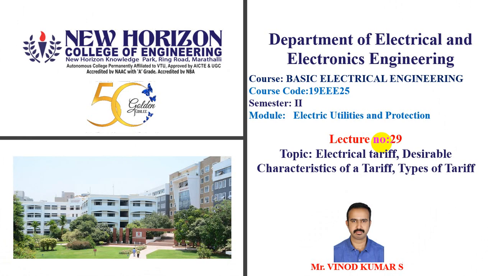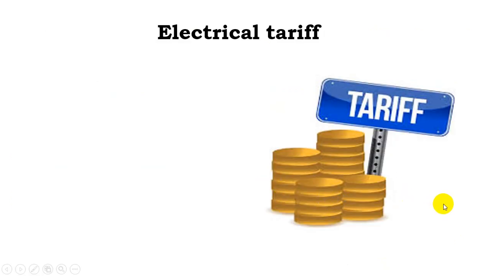Now we are seeing module 5, that is Electrical Utilities and Production. In that, what we are going to see today is electrical tariff, desirable characteristics of tariff and types of tariff in detail. So in this first, we want to concentrate on what is meant by tariff. I think we might have got some idea regarding tariff.